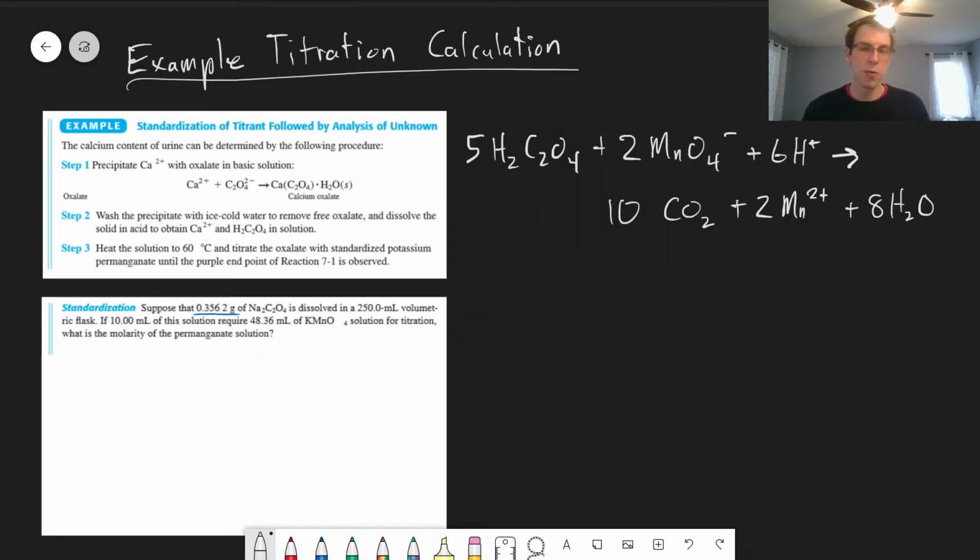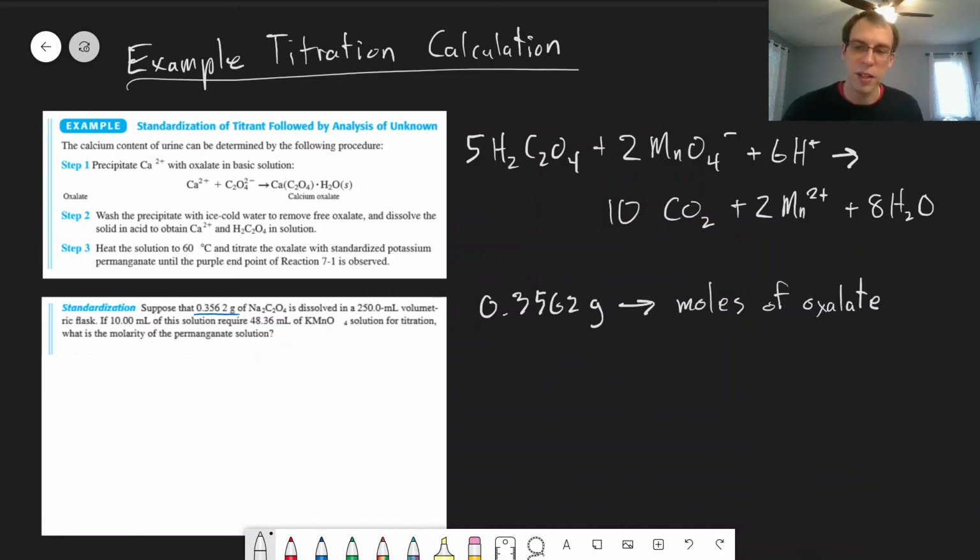Well, step 1, we need to know what's the concentration of the oxalate that's participating in this reaction. So we know we have 0.3562 grams of sodium oxalate, and we need to convert that to moles of oxalate. And once we know the moles, we can divide that by the volume that it's in, 250 milliliters, and figure out the concentration there. Okay, so we're going to need the molar mass of sodium oxalate.